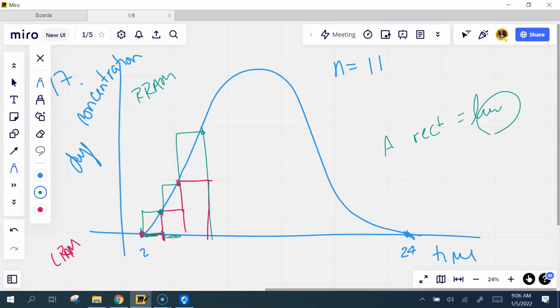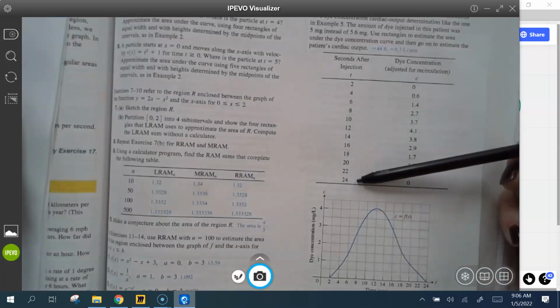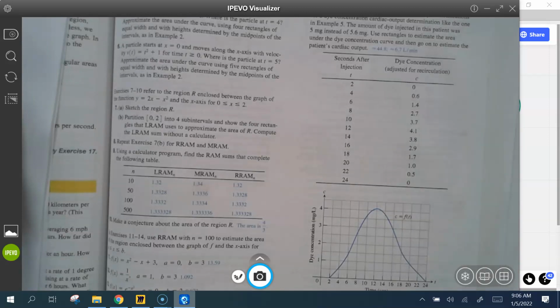But every single time, if I'm going from 2 to 24 and I have 11 intervals, what's the width of each rectangle there? 2. Okay.